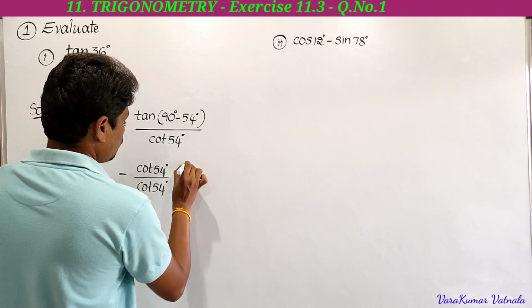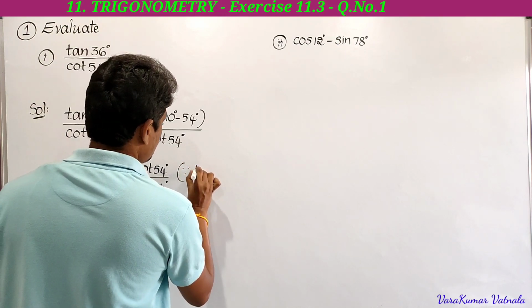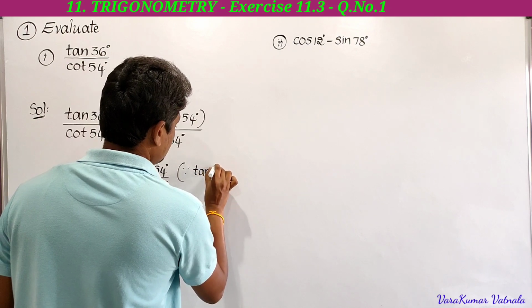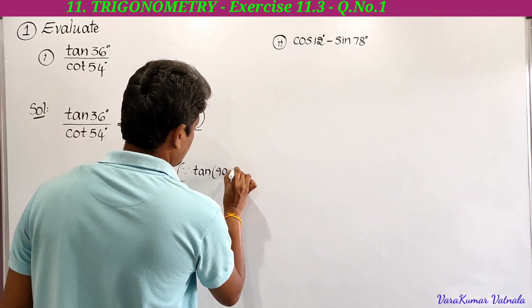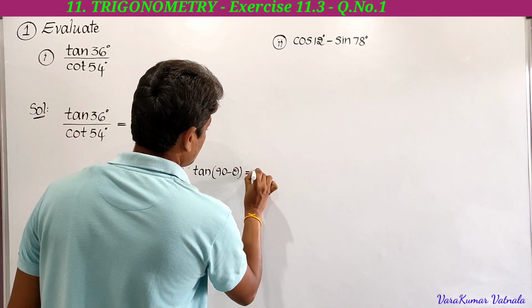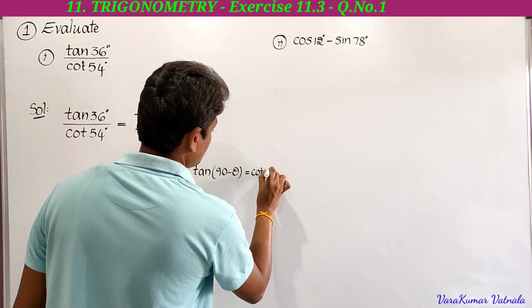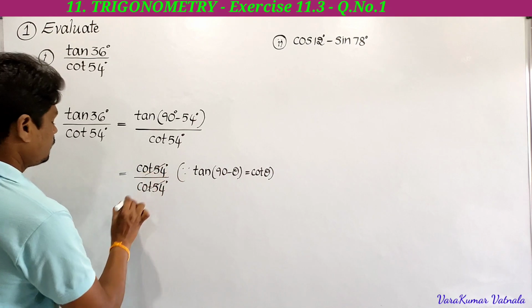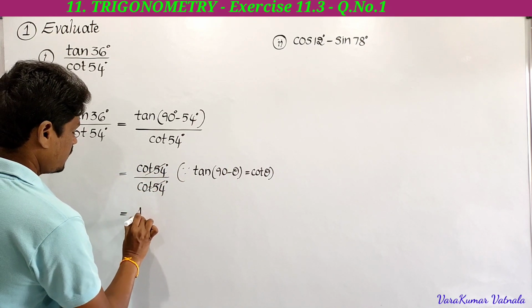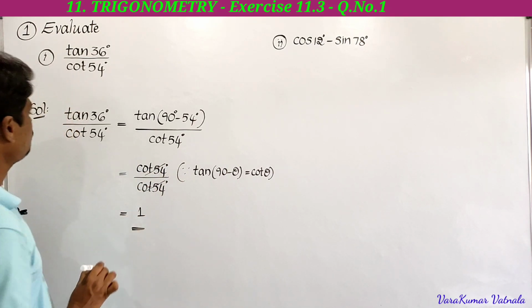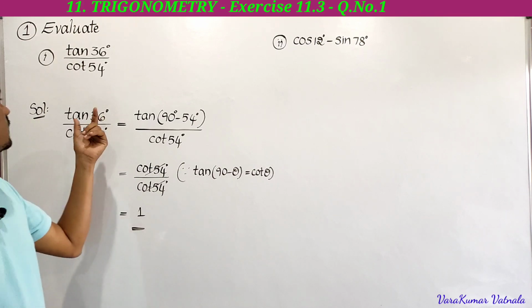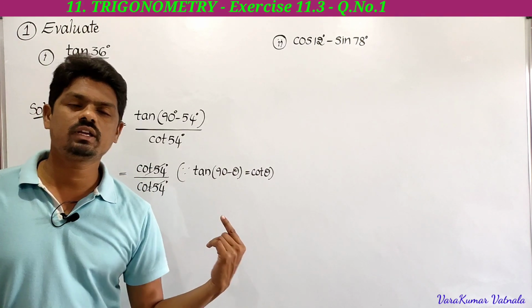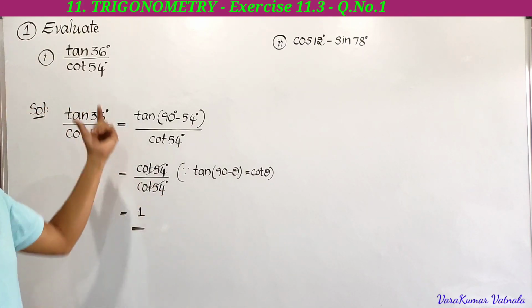Since here we have applied the formula tan 90 minus theta equal to cot theta. Tan 90 minus theta equal to what? Cot theta. Using this formula we have written it. So cot 54 gets cancelled. We get 1 here. So the value of tan 36 degrees by cot 54 degrees is equal to 1. So this is the first bit.